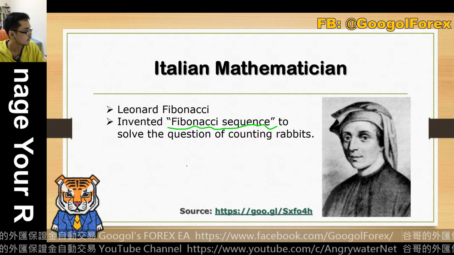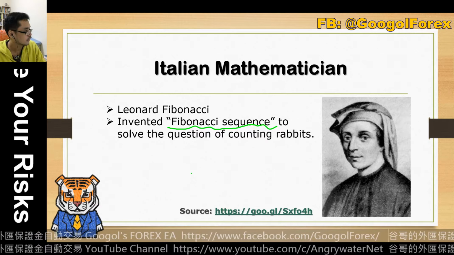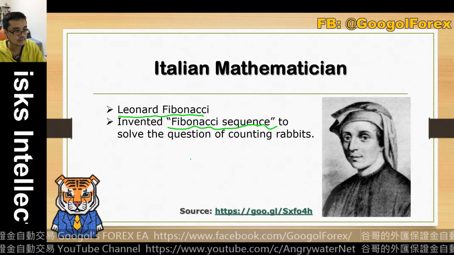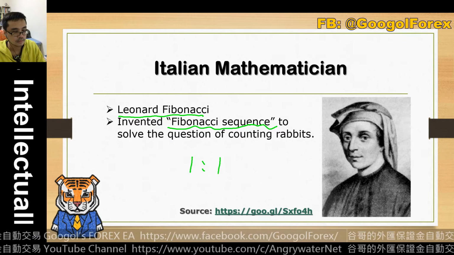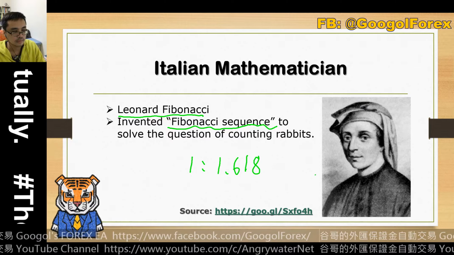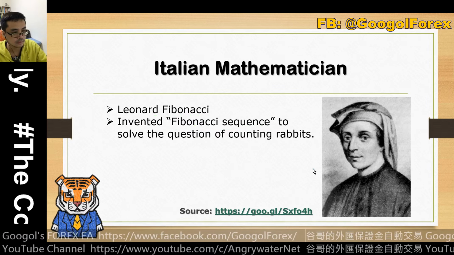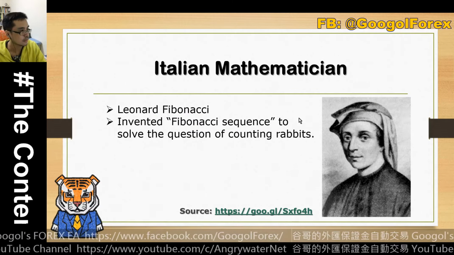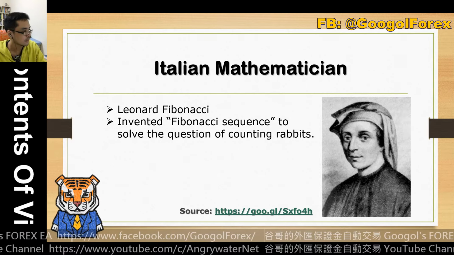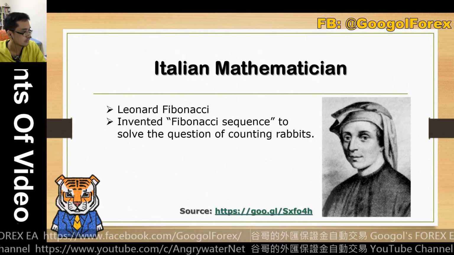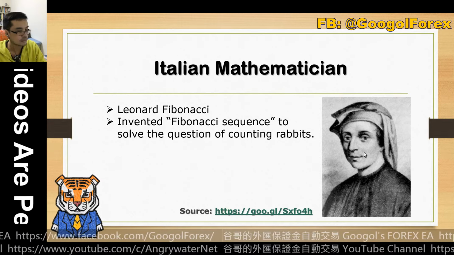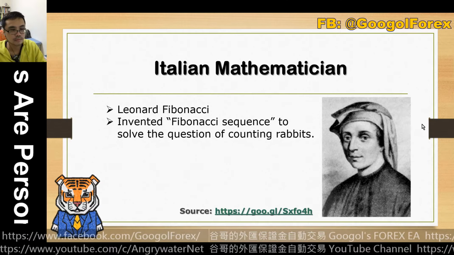The Fibonacci sequence was invented by an Italian mathematician named Leonardo Fibonacci. The most famous thing about the Fibonacci sequence is the golden ratio, i.e. 1 to 1.618. If you pick one number in the Fibonacci sequence and divide it by its previous number, the result will be very close to 1.618. But you may be curious, why? What does my Forex trading have to do with rabbits?